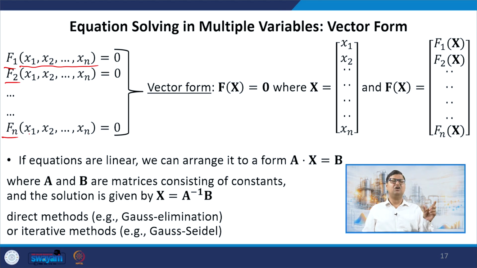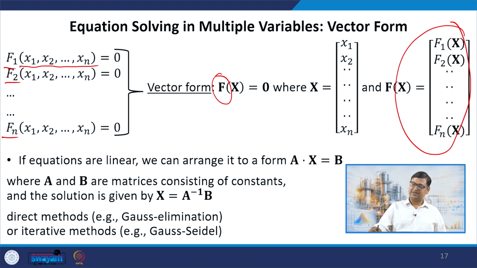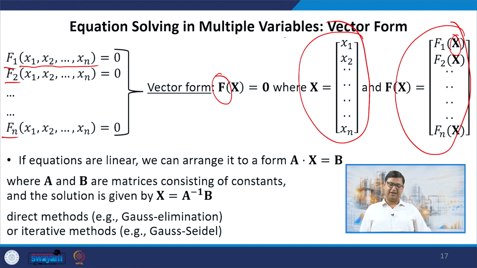These are the functions of the n variables. f1 is a function of all x1 to xn, f2 is a function of all x1 to xn, right? So we have n different equations, and I can write it in a vector form where I now have a vector of functions, which is essentially a function of this x, which is now a vector of unknowns, right? That is right here. So I define a vector of unknowns and I define a vector of those functions. We will take examples later.